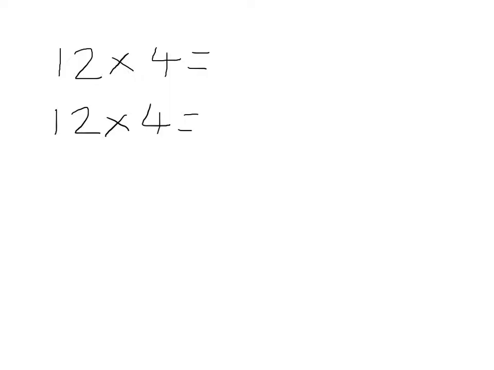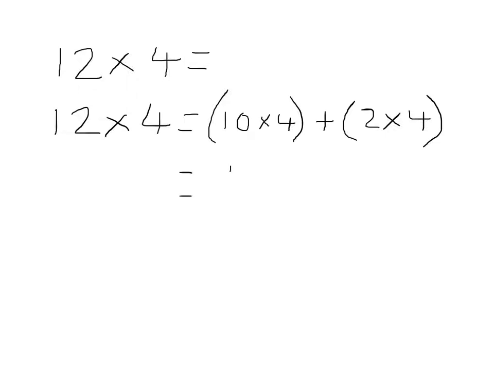now what we have to do first off, we have to partition our 12, which can be partitioned into 10 and 2. Okay, so 10 times 4, 10 multiplied by 4 is 40. Add on our 2 multiplied by 4, which is 8. This gives us our answer of 48. So that's multiplication with partitioning.